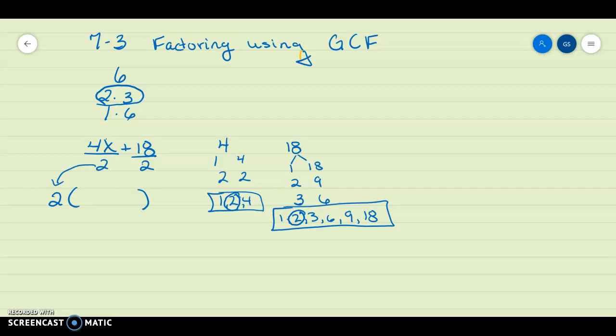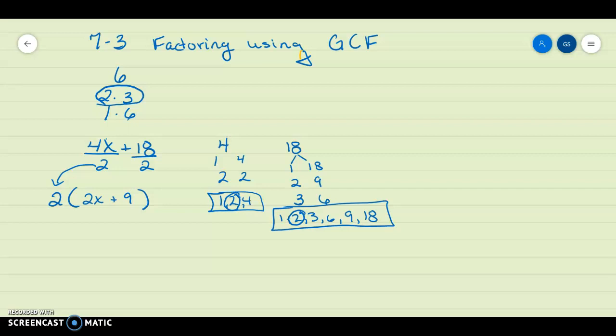What you do now to fill in the parentheses is you do 4x divided by 2, which is 2x, and 18 divided by 2, which is 9. And look, you have something that looks like the distributive property, and that's exactly what you're doing. You're kind of undistributing. All right, so going backwards from distributing. So let's try another one.